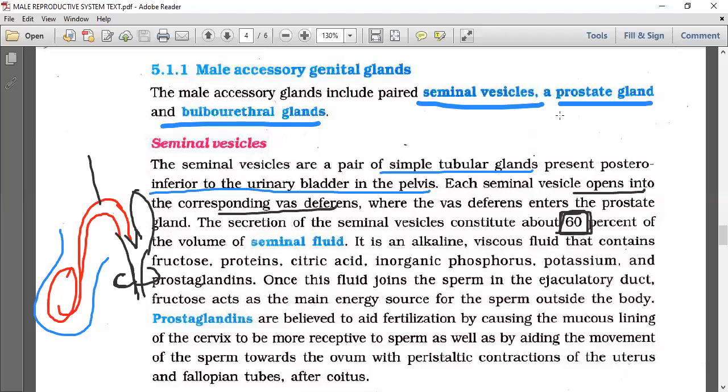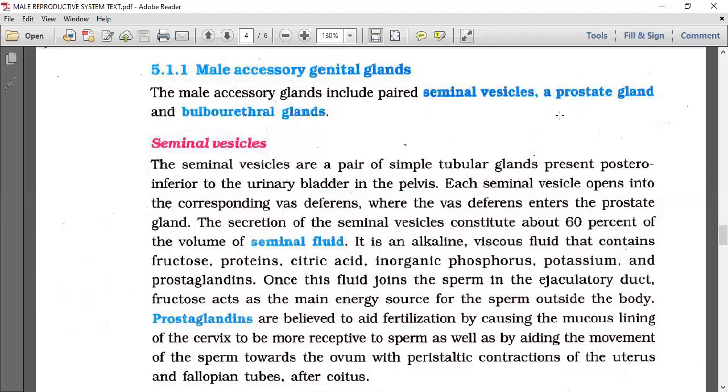Then what is the nature of this fluid? It is an alkaline, viscous fluid that contains fructose, proteins, citric acid, inorganic phosphorus, potassium, and prostaglandins.